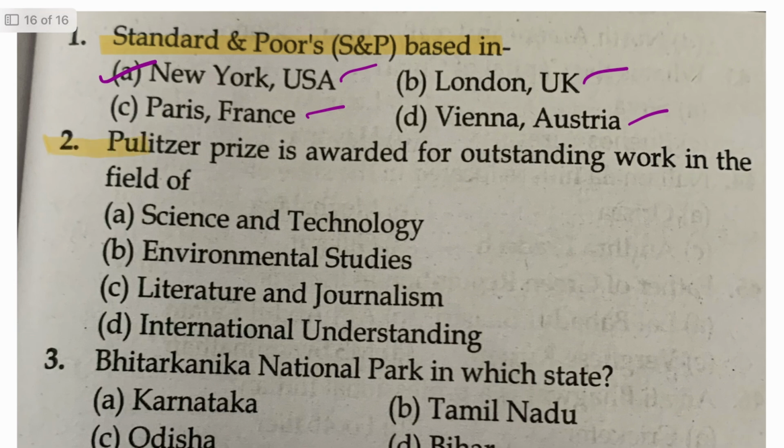Question number 2. The Pulitzer Prize is awarded for outstanding work in the field of science and technology, environmental studies, literature and journalism, international understanding. The answer is C. Literature and journalism. The Pulitzer Prize is an award for achievement in newspaper, magazine, and online journalism, literature, and musical composition in the United States. It was established in 1917 by a provision in the will of American Joseph Pulitzer, who had made his fortune as a newspaper publisher, and is administered by Columbia University in New York City.